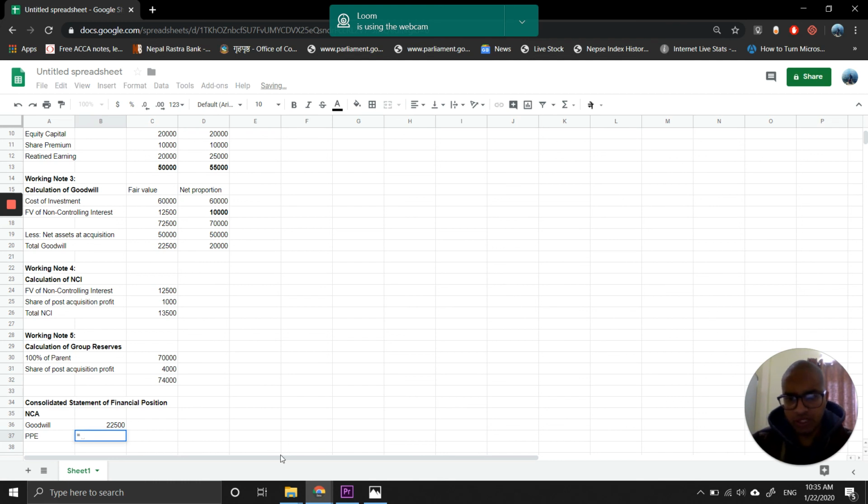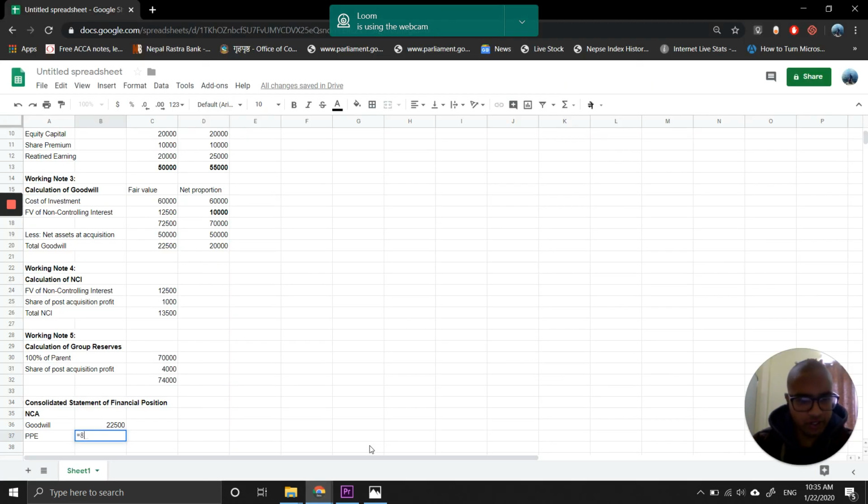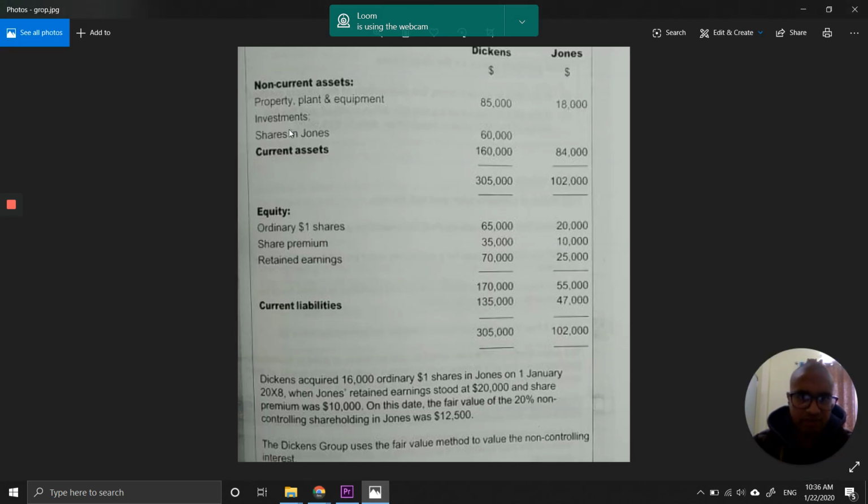PPE would be 85,000 plus 18,000 because two companies are merged into one. And then after that, we have investment in shares. We don't account for that because it's already been touched. Whatever has already been touched, you don't actually account for it. So we don't touch that.